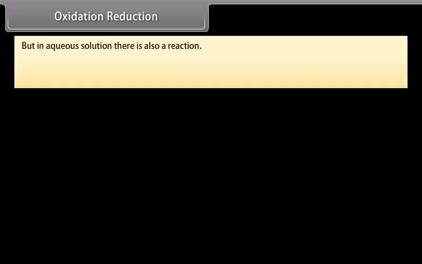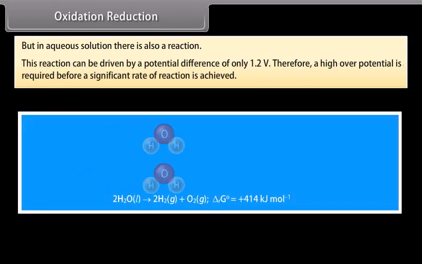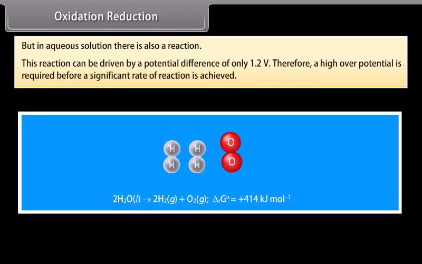But in aqueous solution there is also another reaction. This reaction can be driven by a potential difference of only 1.2 volt. Therefore, a high overall potential is required before a significant rate of reaction is achieved.